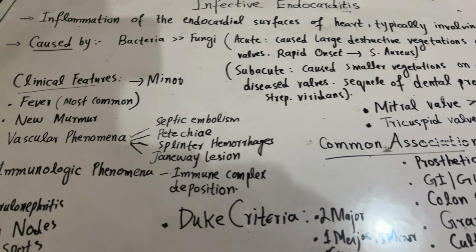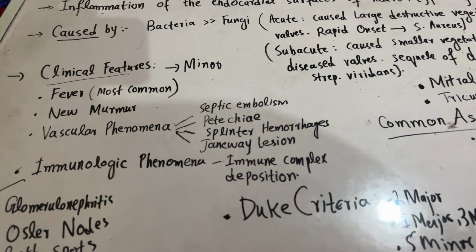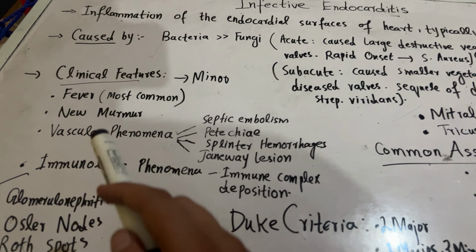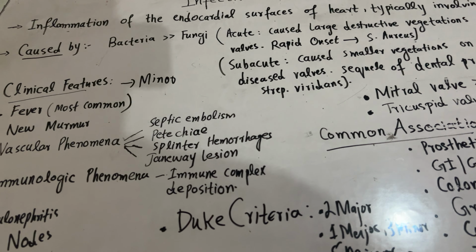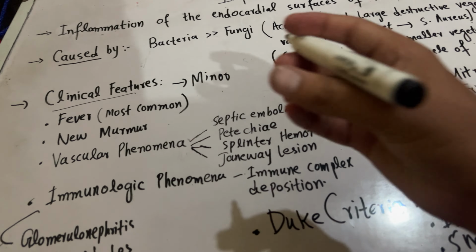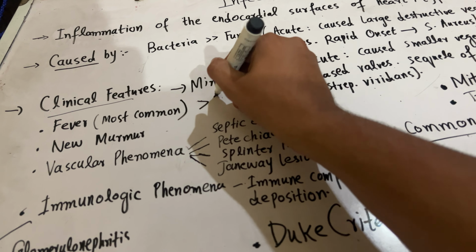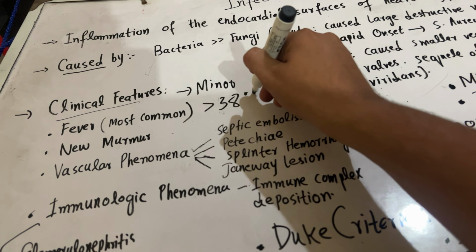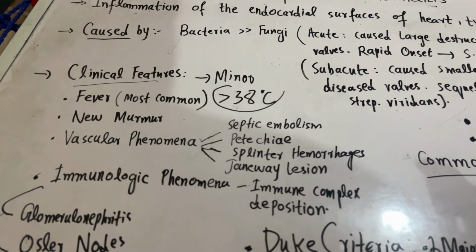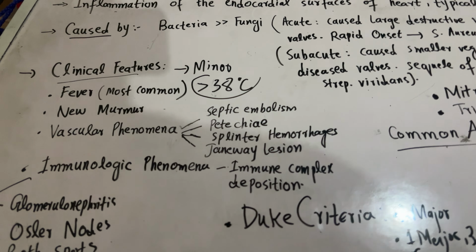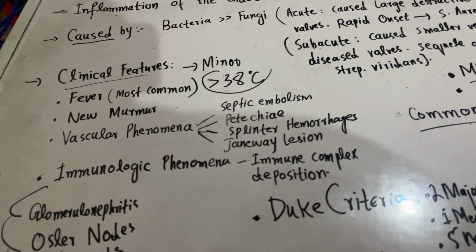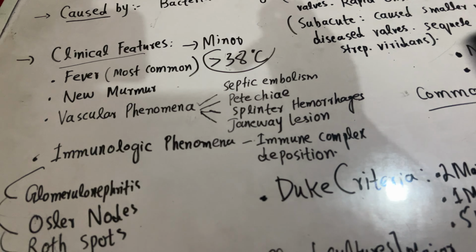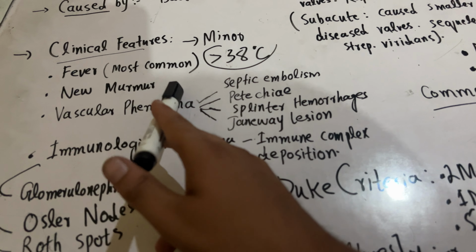Now if we talk about the clinical features, the most common presentation of infective endocarditis is fever. It is the most common clinical presentation, with temperature more than 38 degrees C. It can also present as a new murmur.